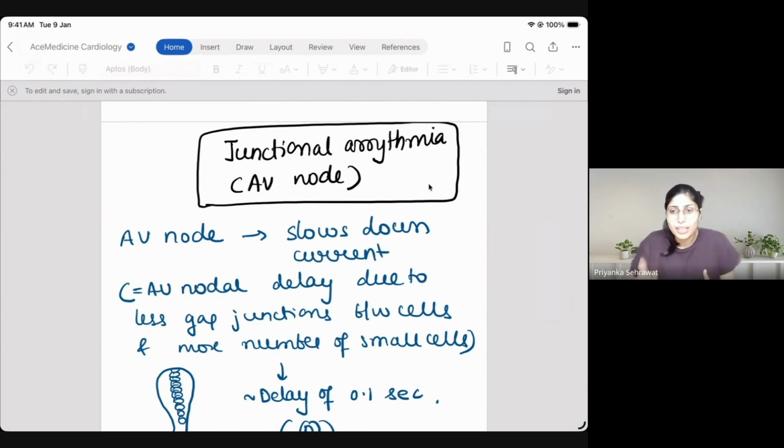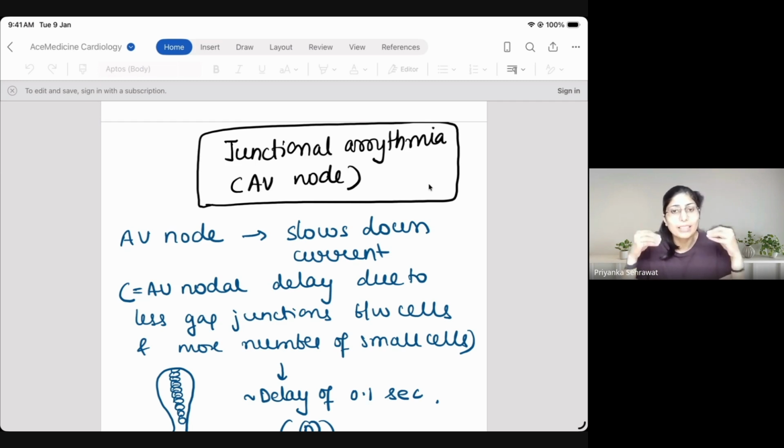Now I want you to write down in the chat box so that I know that you are not sleeping. Which waveform or interval or segment is corresponding to AV node or the conduction through the AV node? Which waveform on the ECG is responsible for the AV node conduction? The PR segment or the PR interval, correct?